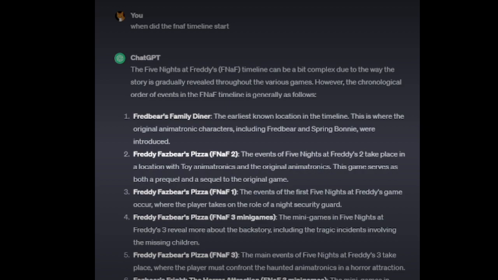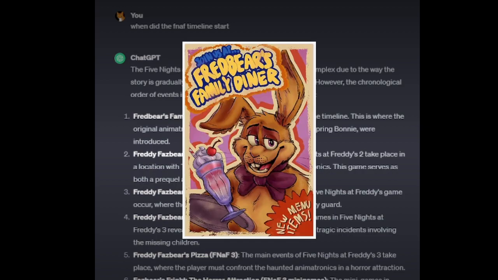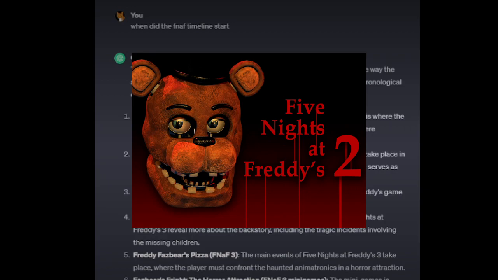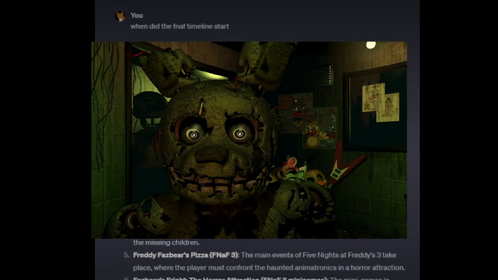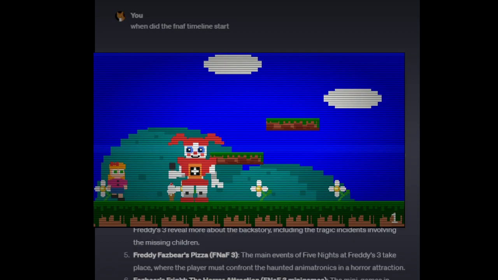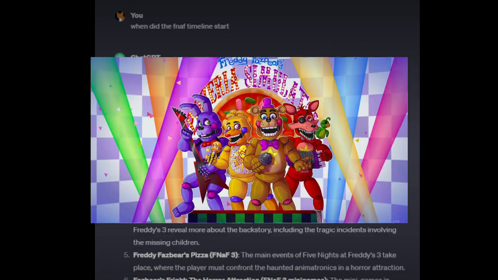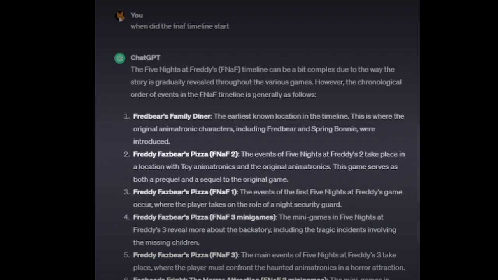So, ChatGPT seems to think that it goes Fredbear's Family Diner, FNAF 2, FNAF 1, FNAF 3 minigames, FNAF 3, more FNAF 3 minigames, FNAF Sister Location, and FNAF 6. Which actually isn't entirely off of what we all generally assume.